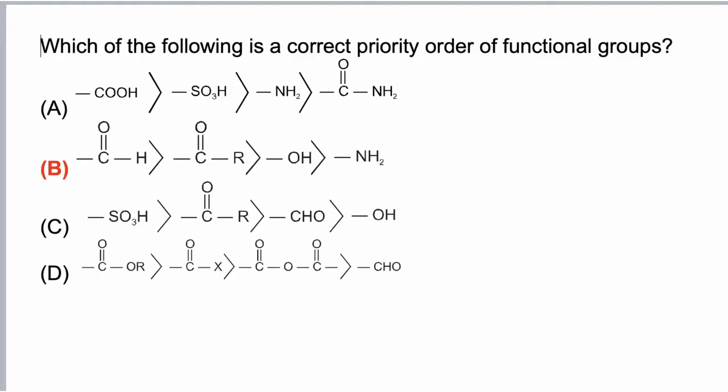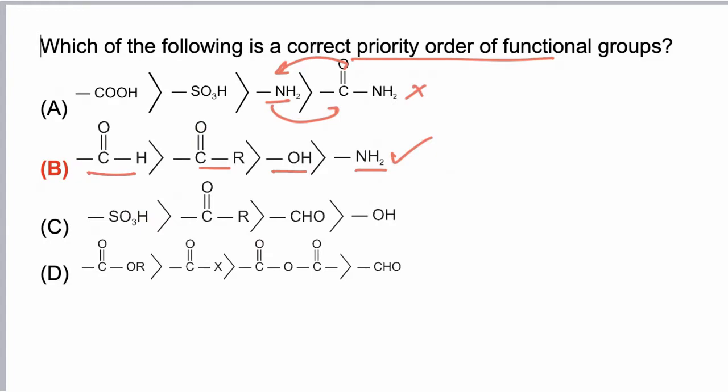In this question we have to find which of the following is the correct priority order of functional groups. If we take option A, this is not correct because COOH has higher priority than SO3H. SO3H has higher priority than NH2, but here the amide has higher priority than NH2, so this is not the correct option. In option B, first aldehyde, then ketone, then alcohol, then amine. This is given according to the correct priority order, so answer B is correct.